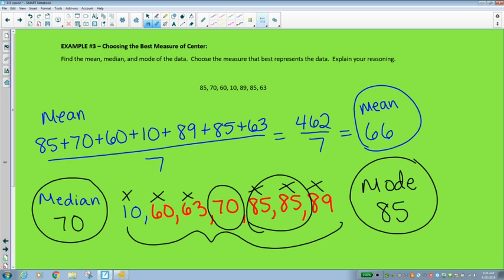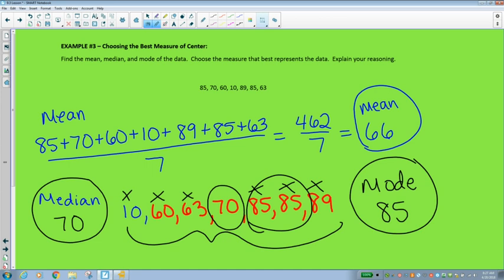And then the last thing it asked me is to choose the best measure to represent the data and explain. So if I look at these numbers, I look at my mean, median, and my mode. I notice that the mode is pretty high compared to all the numbers. Okay, there's a 10 in there, but 85 is the second highest number. So the mode probably is not going to be a good choice to use to represent this data. 70 is right in the middle, and so that kind of accounts for the highs and the lows. And the mean uses that outlier of 10 in there as well.